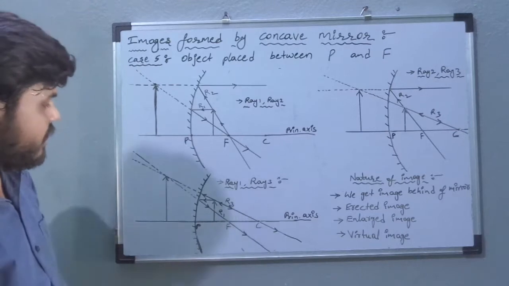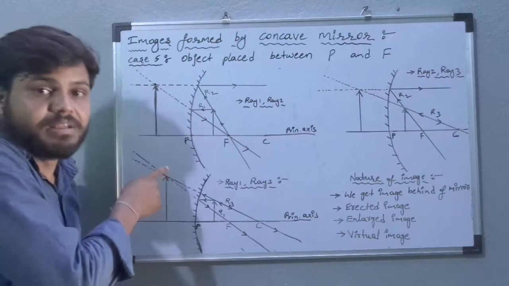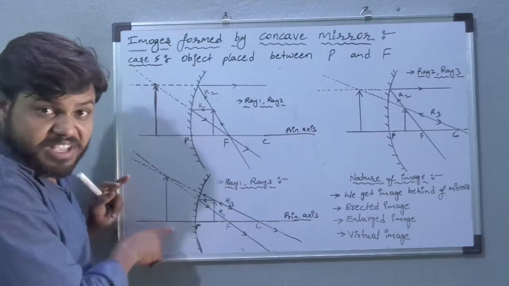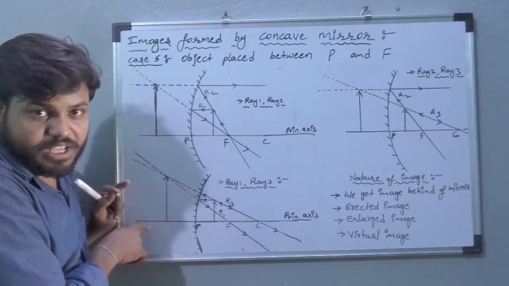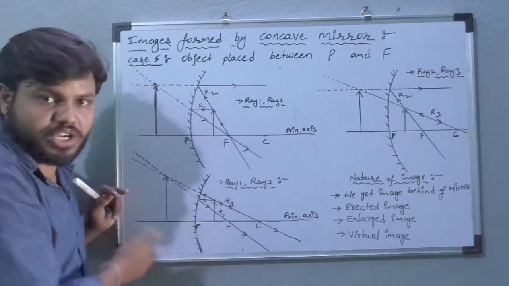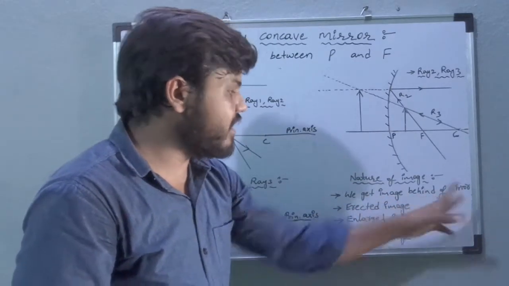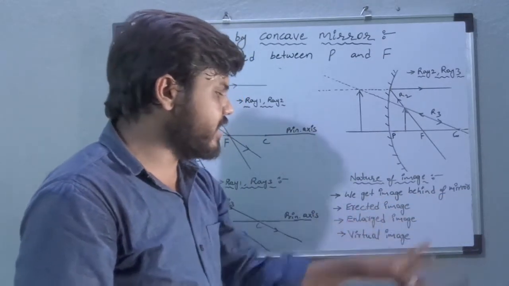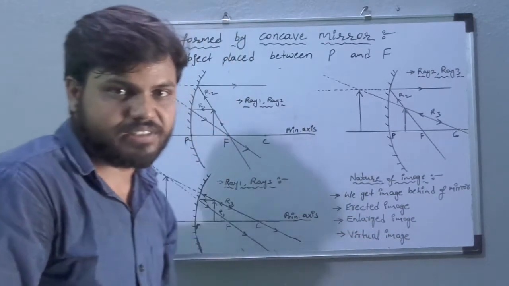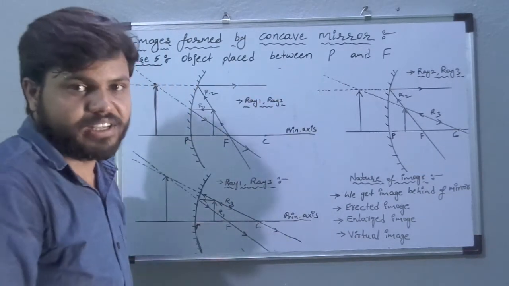Here also the nature is the same. Nature how? The enlarged image we got here, and we got the image behind the mirror, means in the mirror we got. And the image is an erected image. We do not catch this image on the screen. So which image is it? Virtual image. Okay, nature of the image: we get the image behind the mirror, and the image will be erected, enlarged and virtual. Okay, this is the concept if we place the object between pole and F.